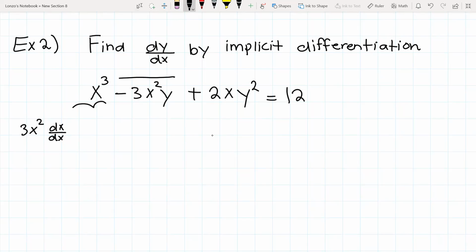Now this whole thing is one thing. So how do you take the derivative of that? Well, you will have to use the product rule, but I noticed that negative 3 is a constant, so you can just take it out. It makes it easier.